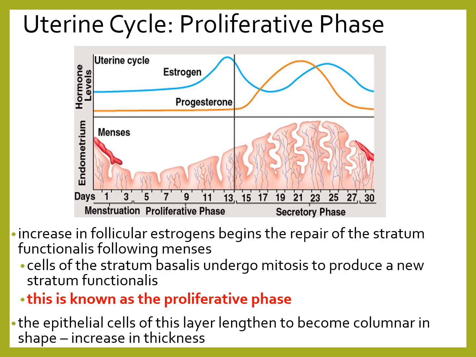The epithelial cells in the newly built stratum functionalis are going to lengthen to become columnar in shape. This is going to lead to an overall increase in thickness. However, the true increase in stratum functionalis thickness is going to come post-ovulation. That is going to be the job of progesterone.